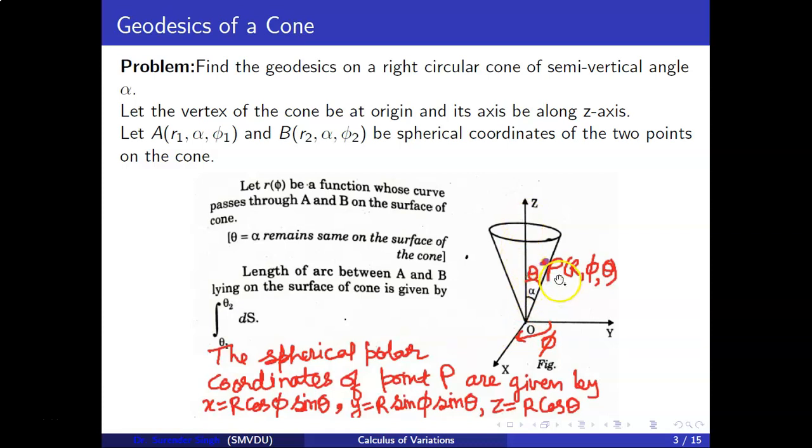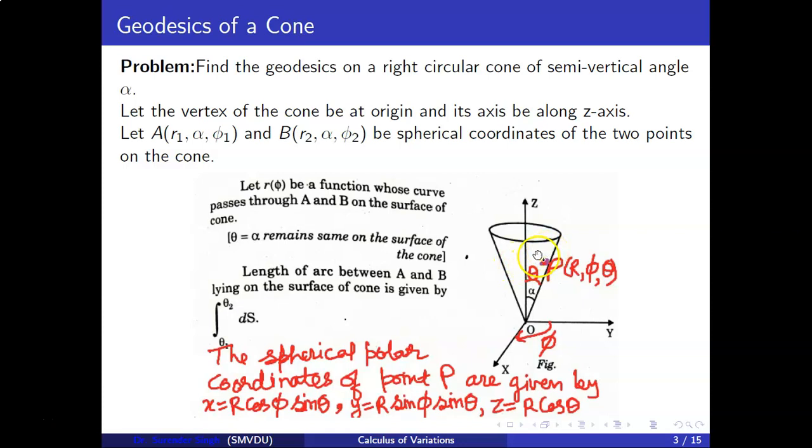So if this is the point P on the surface of this right circular cone, then the coordinates are r, phi and theta, and the relation between Cartesian coordinates and spherical polar coordinates can be written like this: x equal to r cos phi sine theta, y equal to r sine phi sine theta, z equal to r cos theta. Because here we want to find the geodesics on the surface of this right circular cone.